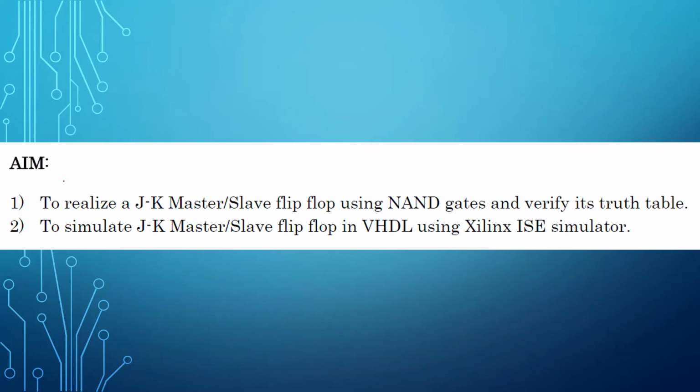Welcome back. In today's session, we will have a demonstration for experiment number 6, that is, realize a JK master slave flip-flop using NAND gates and verify its truth table, and the same has to be implemented in HDL. This experiment is from part B of the digital electronic circuits.